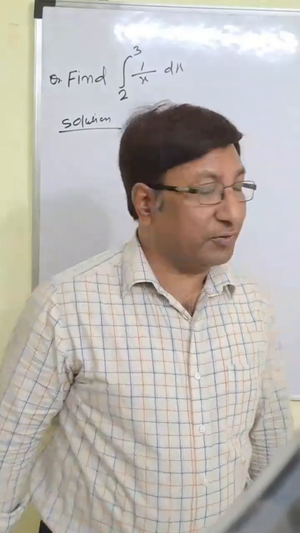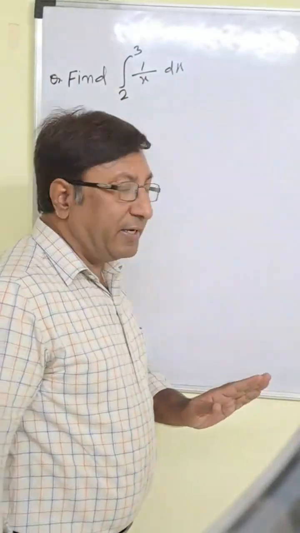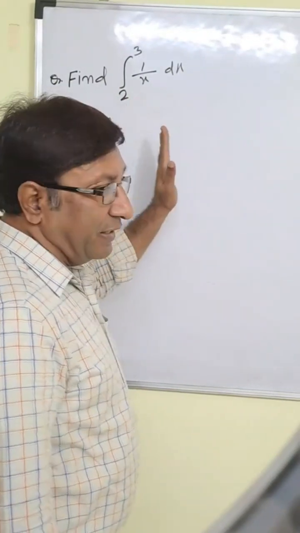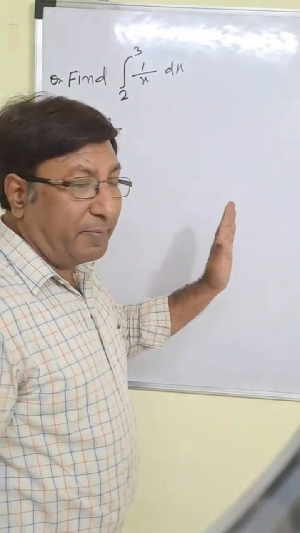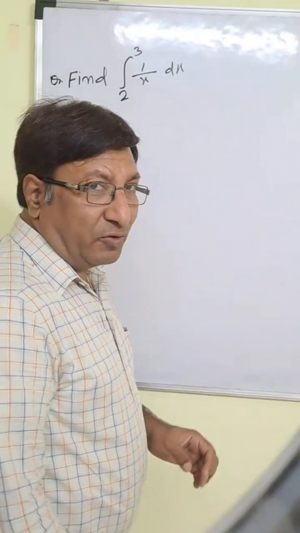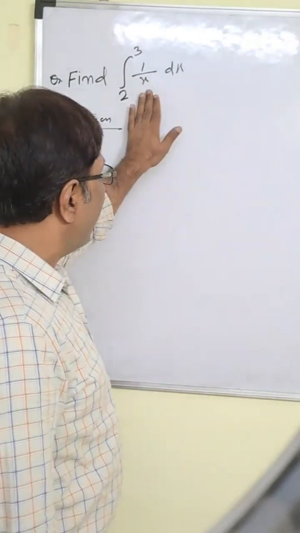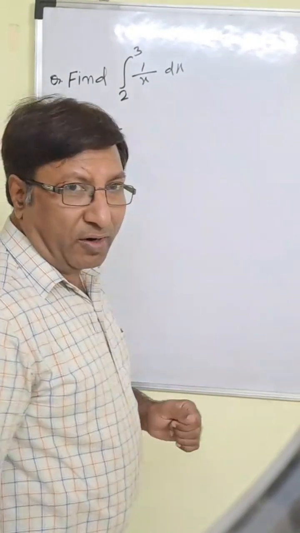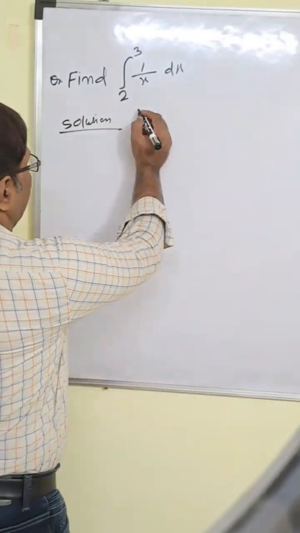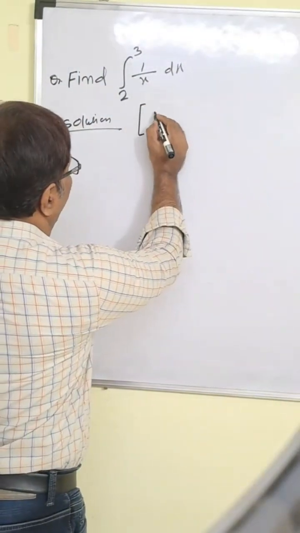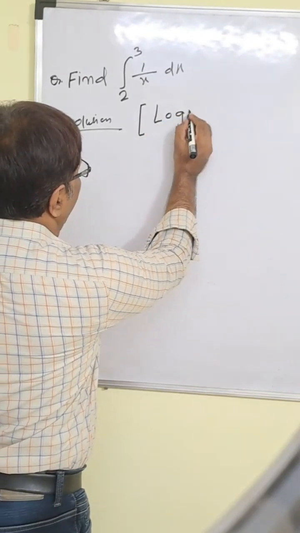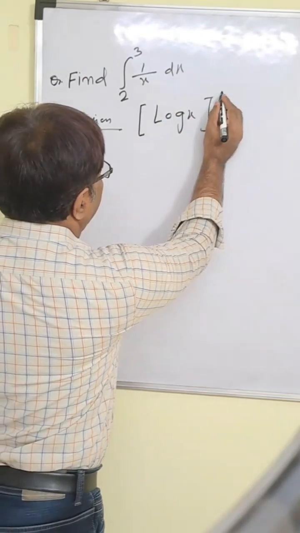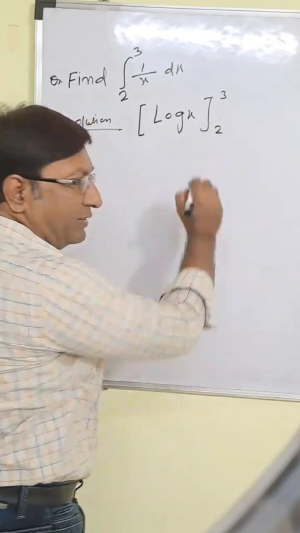Let us see the question. The question is find the integration from 2 to 3, that means the upper limit is 3 and the lower limit is 2, of 1 by x dx. So the simple technique is what? First you find the integration of 1 by x and then apply the upper limit and lower limit. So you know the integration of 1 by x is what? Log x. So this is log x and the upper limit is 3 and the lower limit is 2.